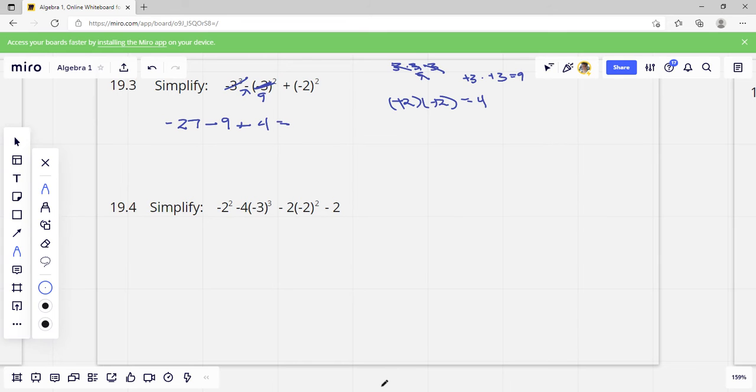Now I'm just going to put all those together. So I'm going to have negative 27 and negative 9, which would be negative 36. And then positive 4 would be negative 32. Let's see, that's 19.3. Let me double check that.